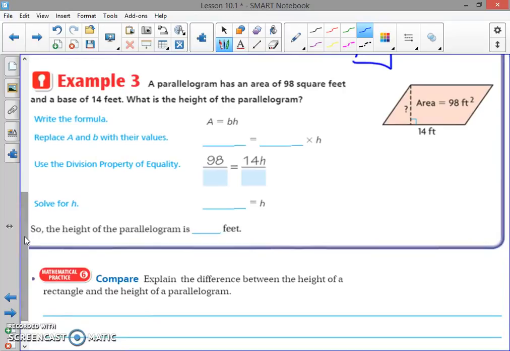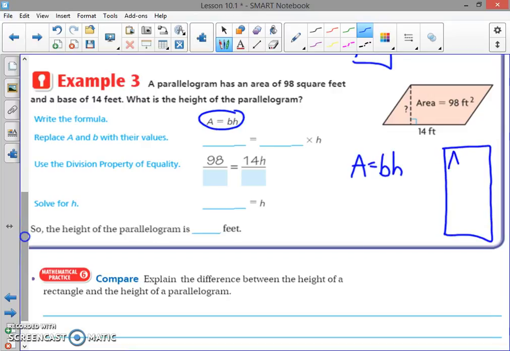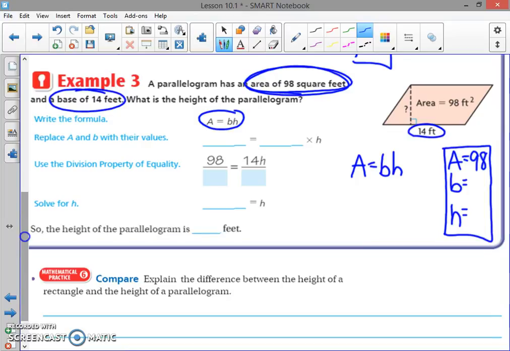All right, looking at example 3. A parallelogram has an area of 98 square feet and a base of 14 feet. What is the height of the parallelogram? Well, this one's a little trickier. We start with a formula, and we do our box of goodness. So we're going to put A, B, and H from our formula. But this time, it's telling us the area, right? It's telling us the area, and it's telling us the base, which is right here. We have to find the height.